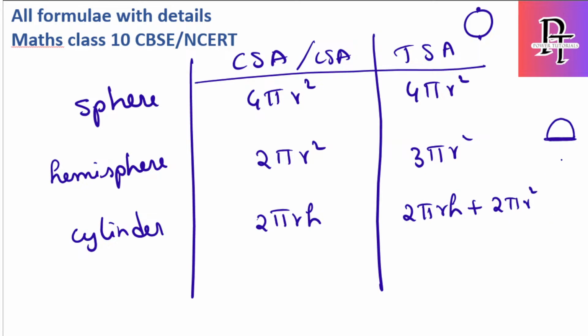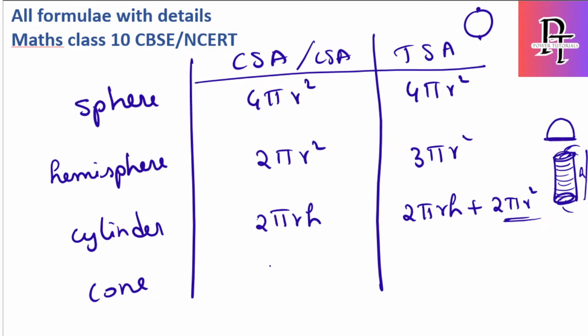Okay, how to derive, I'll let you know, because for a cylinder it is like this. CSA is nothing but this area, which is 2 pi r into height, which is 2 pi r h. What about top and bottom? On top you have one circle, and at the bottom we have another circle, so pi r square plus pi r square, which is 2 pi r square.